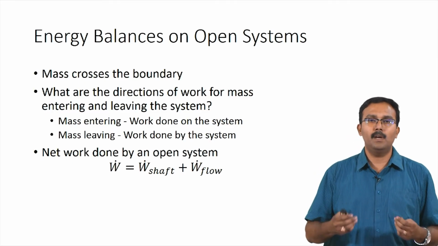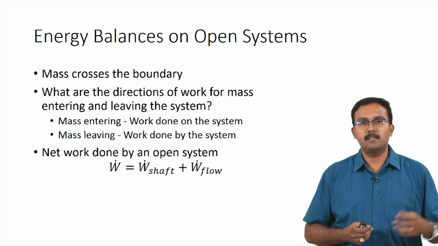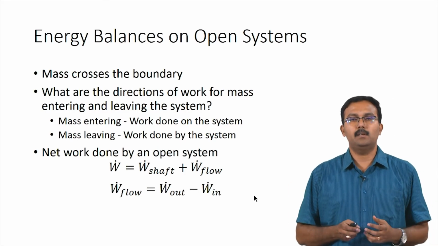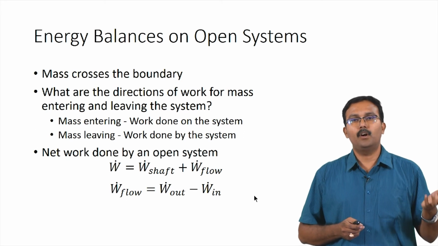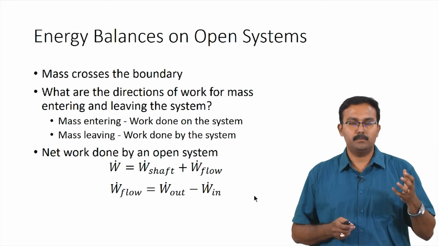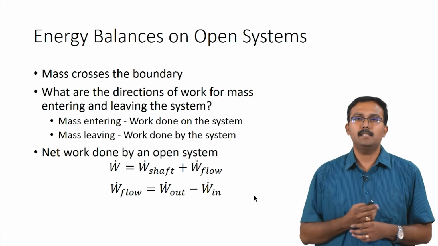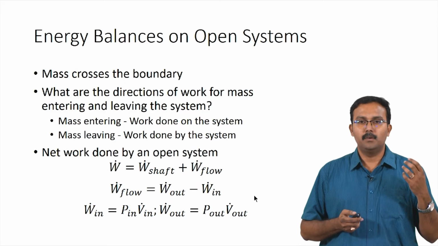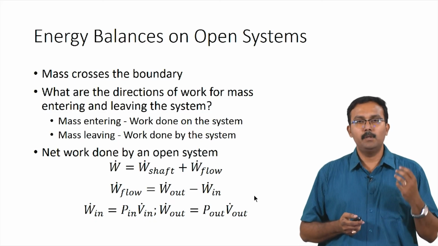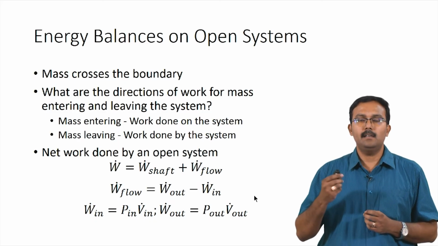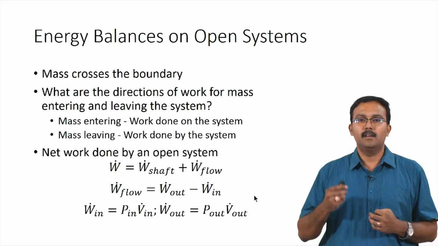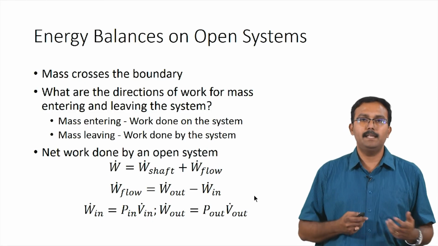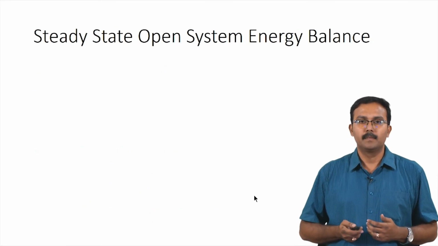Shaft work is the work which is done either to move a piston or rotate a shaft and so on. Change in flow work can actually be calculated as flow work for the mass leaving the system minus the flow work for the mass entering the system. The work in, or W dot in, would be P in times V dot in, and the flow work for the mass leaving the system would be P out times V dot out.